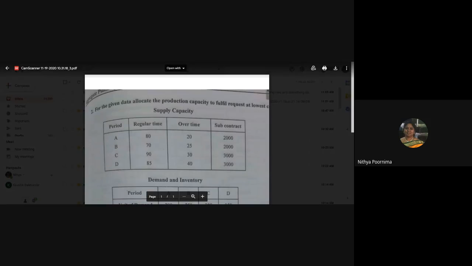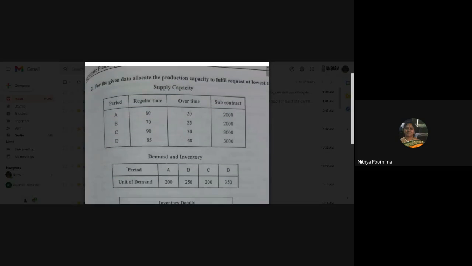Okay, this will be your second problem. I want you to take it down. For the given data, allocate the production capacity to fulfill the request at the lowest cost. Supply capacity is being given, demand and inventory are being given, inventory details have been given. So I want you to take down this problem first. Is this tab shared with you all? Yes, ma'am. Please take down the problem.